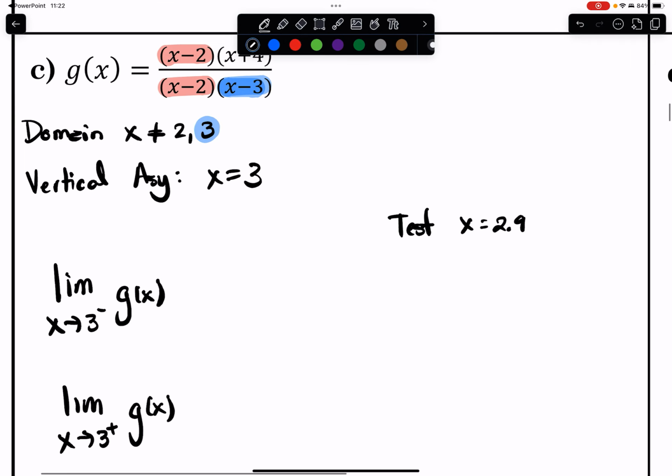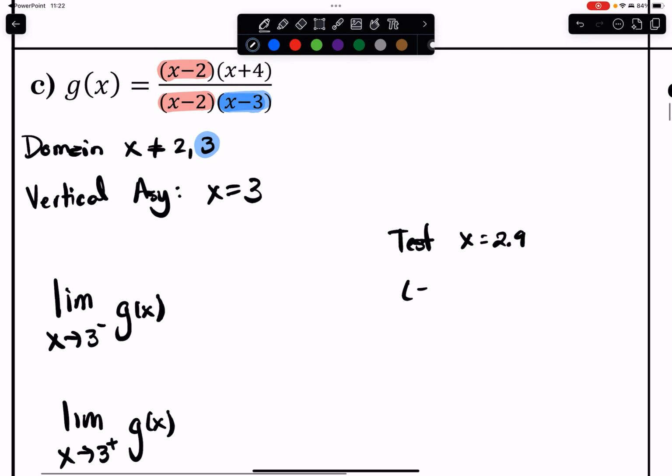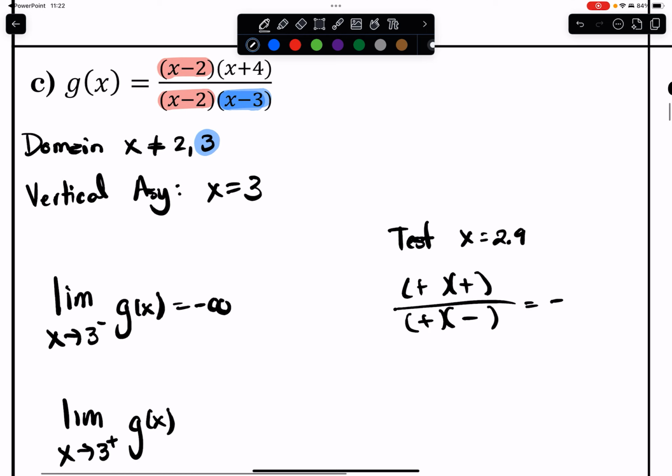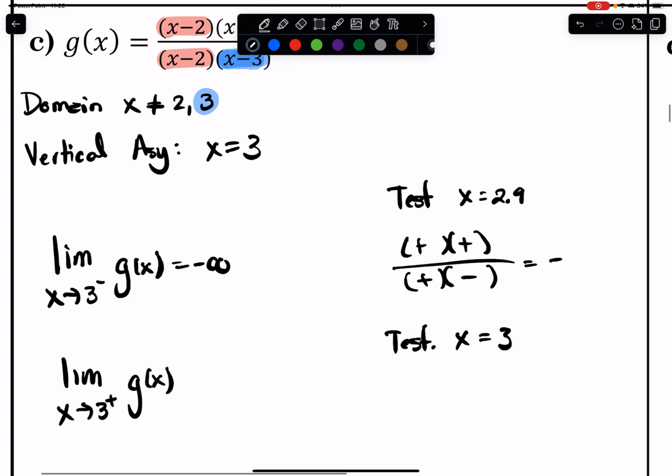So plugging 2.9 into these x's, we have 4 factors. On the top, that's going to be positive, positive, and 2.9 minus 3 is negative. So this entire thing is negative, so negative infinity. And now let's test a number slightly bigger than positive 3, so 3.1.